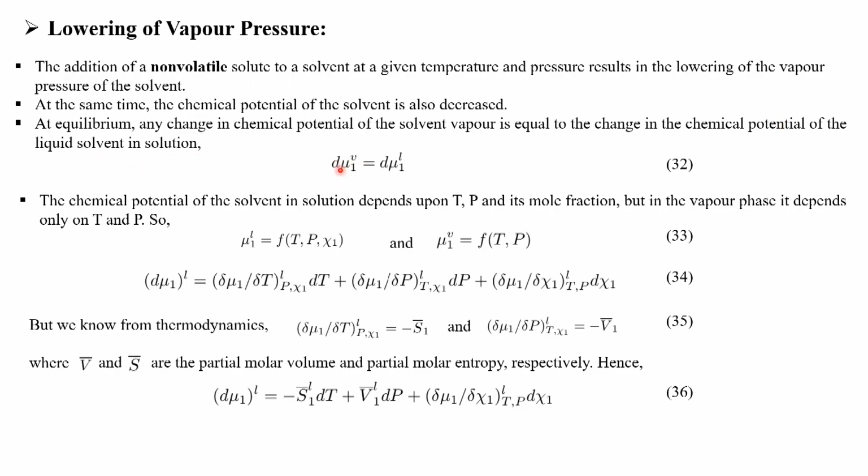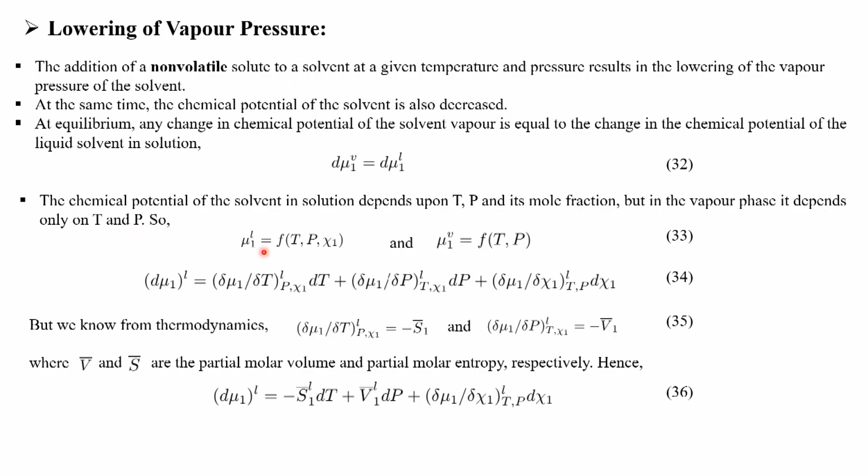So we can write d mu 1 V equals d mu 1 L for component 1. Here d mu 1 V is the change in the chemical potential in the vapor phase, and d mu 1 L is the change in the chemical potential of component 1 in the liquid phase. The chemical potential of the solvent in solution depends upon temperature, pressure and its mole fraction. But in the vapor phase, it depends only on temperature and pressure.